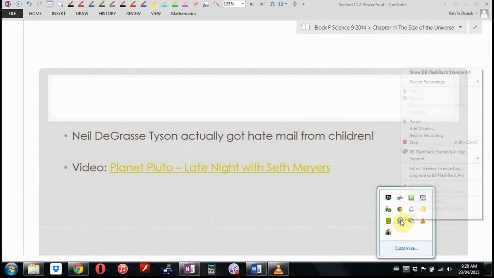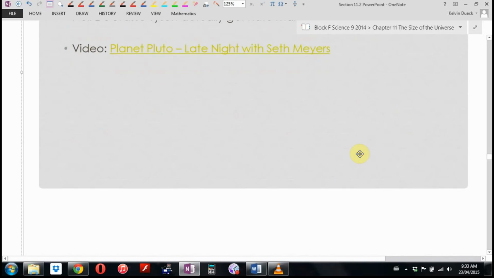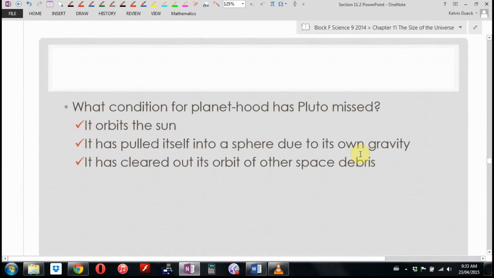Put your pencil down. So why is Pluto not a planet? What condition for planethood has Pluto missed? Does it orbit the sun? Yep. There are three conditions. This is the official definition of a planet now. You have to orbit the sun. Pluto does that. You have to have enough mass that you've pulled yourself into a sphere due to your own gravity. Pluto has done that. But the third condition is you have to be large enough that you've cleared your orbit out of other debris.